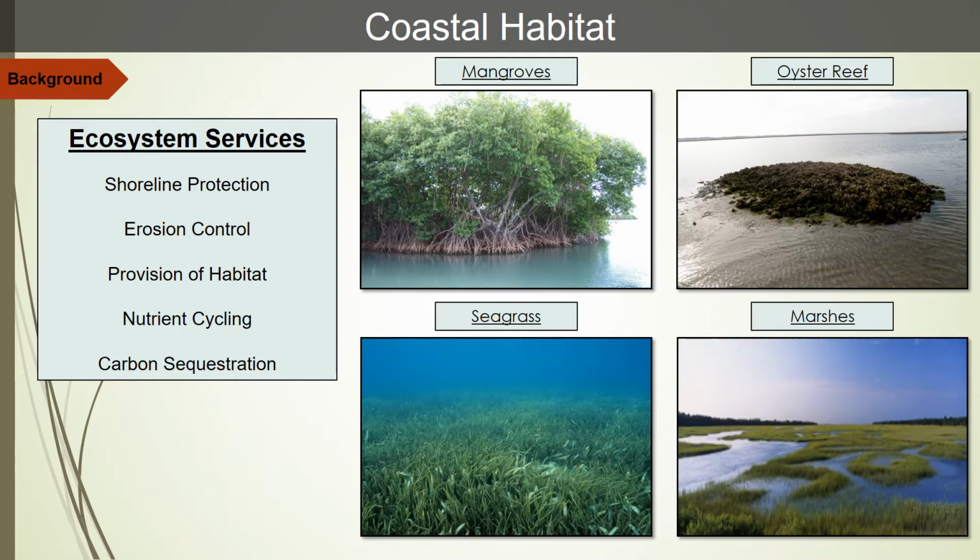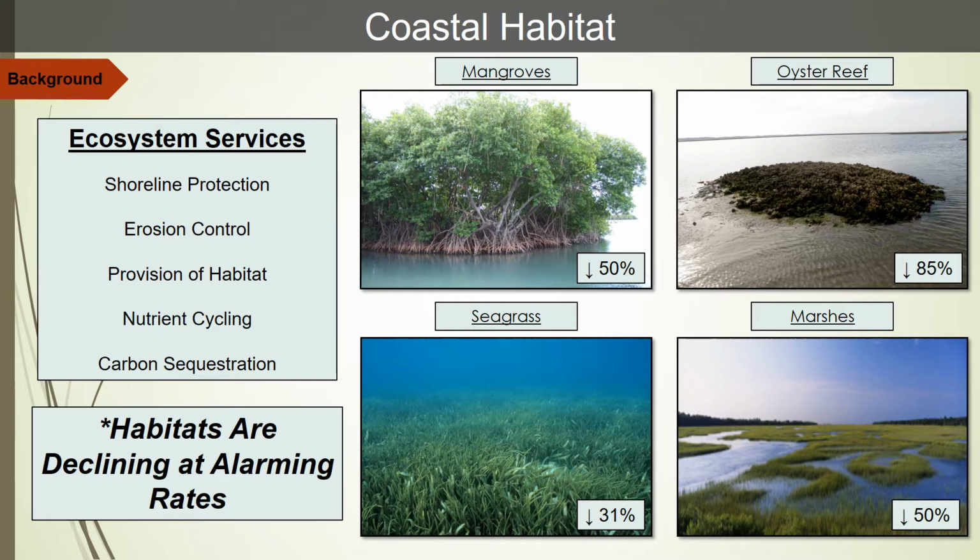I think we all understand and respect that coastal habitats provide a variety of ecosystem services, including shoreline protection, erosion control, nutrient cycling, carbon sequestration, and provision of habitat for many commercially and recreationally important species. Unfortunately, these habitats are declining at alarming rates, leading researchers and managers to further identify the value of these habitats and the ecosystem services they provide. In this talk, I will be focusing on the value of salt marshes and tidal creeks as habitat for white shrimp in Georgia.